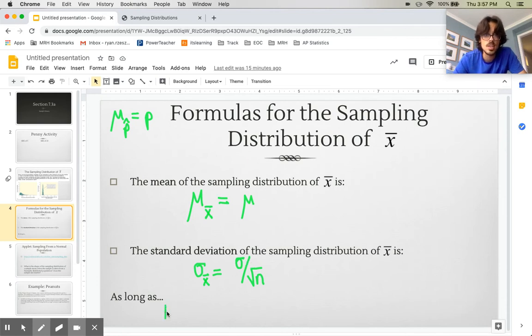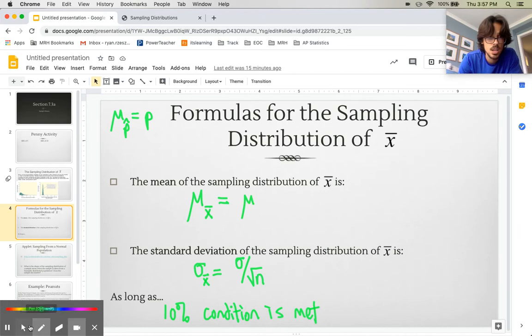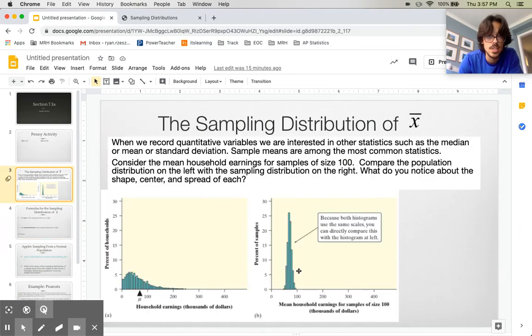And it works as long as the 10% condition is met. So same thing as with P problems, you have to check the 10% condition before you're allowed to calculate your standard deviation. Two observations here. I talked on the last slide about how the standard deviation of this guy on the right is smaller than the standard deviation of this guy on the left.